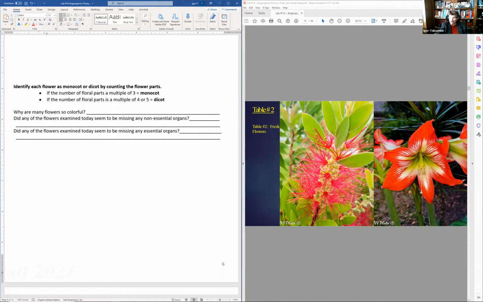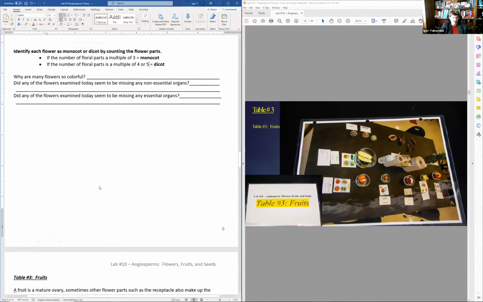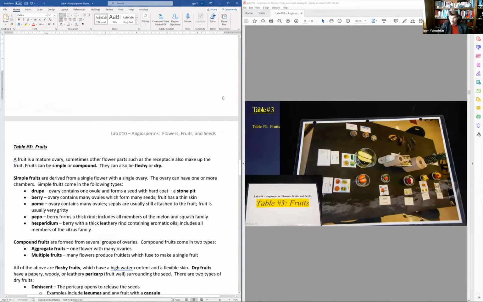So be careful. There will be questions from those particular pictures, obvious, easy to count, and it will say name the group of the plants. No, nothing else. All right, now fruits.